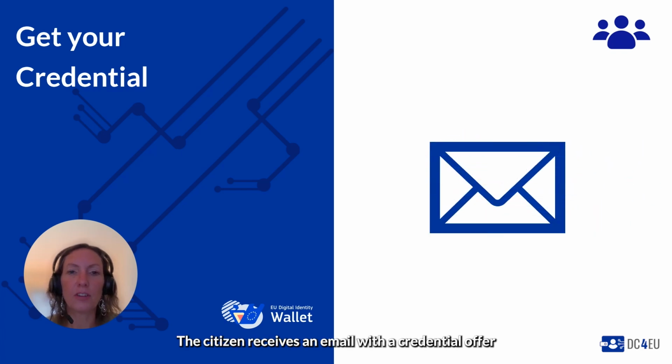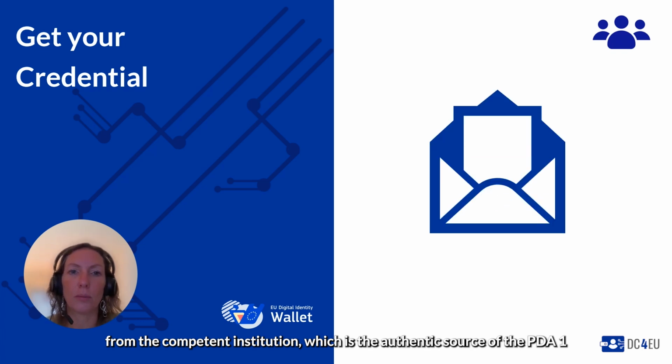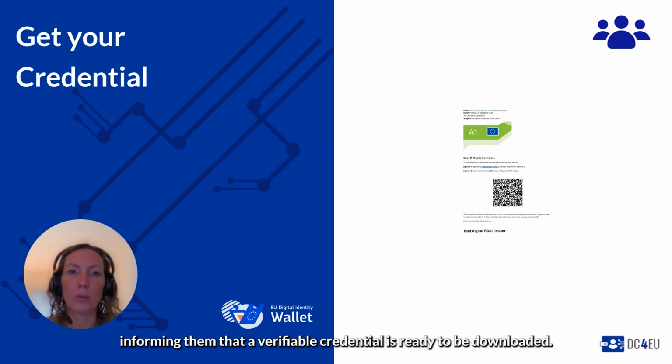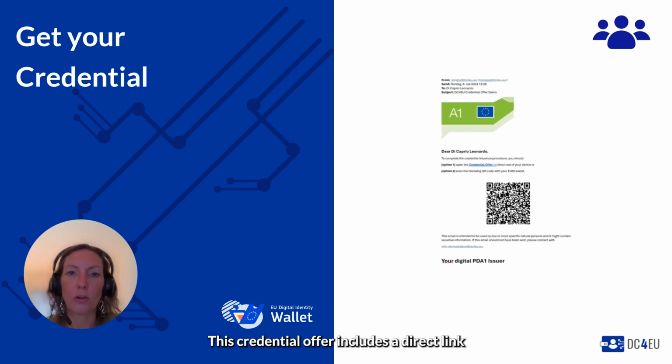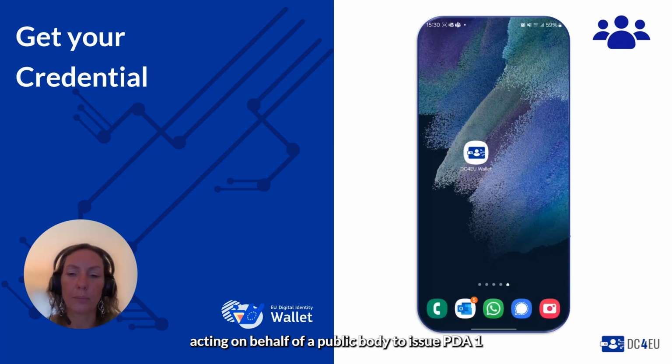Step 1. The citizen receives an email with a credential offer from their competent institution, which is the authentic source of the PDA1, informing them that a verifiable credential is ready to be downloaded. This credential offer includes a direct link and a QR code, referred to as the pickup code, which directs the wallet to the provider of the PDA1 credential. This provider is a mandated public body or an institution acting on behalf of a public body to issue PDA1.